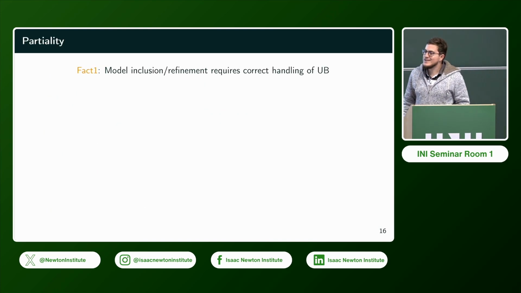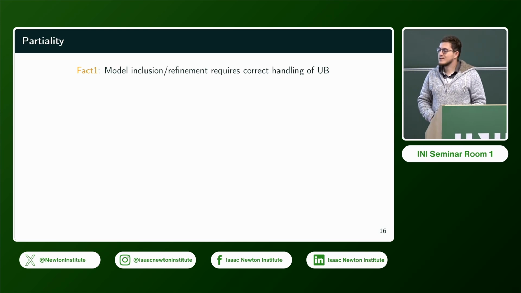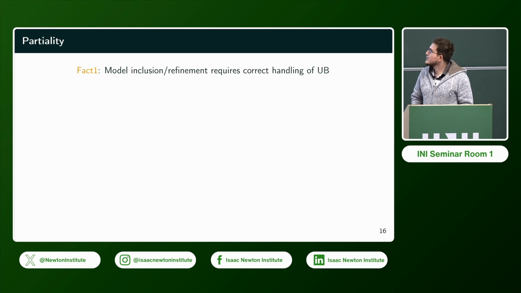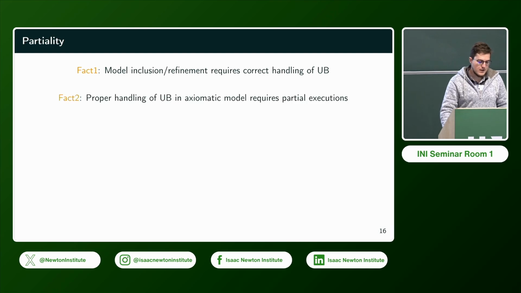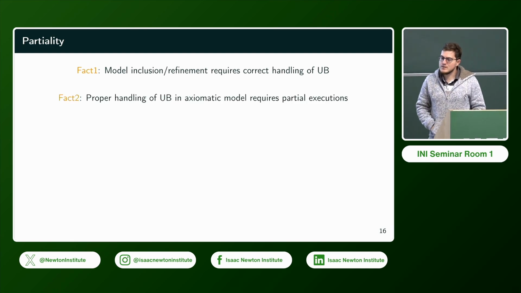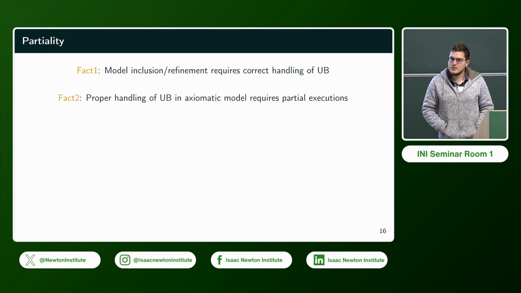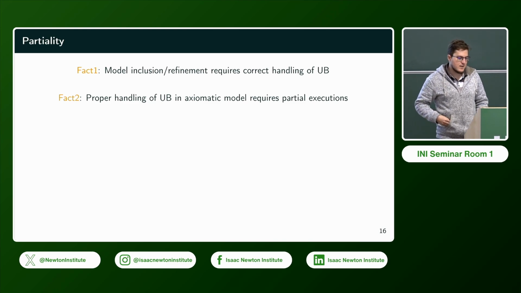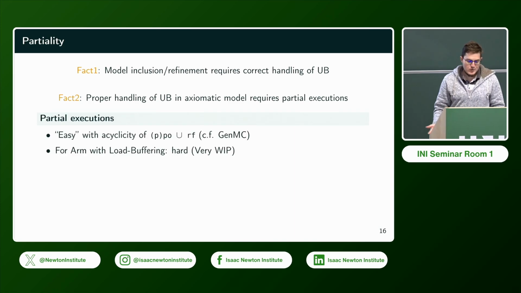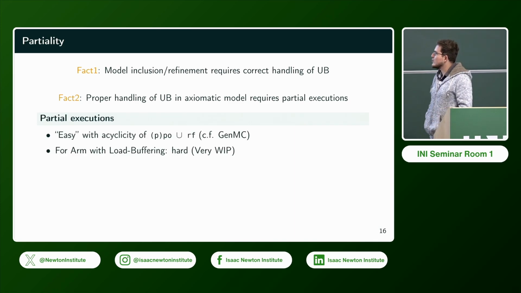So partiality is a problem that comes when you start thinking about model inclusion and refinement instead of just model equivalence. And when you start thinking in terms of model inclusion, you need the models to correctly handle undefined behavior. And if you want to properly handle undefined behavior in an axiomatic model, you need the concept of partial execution and execution prefixes and things like that.